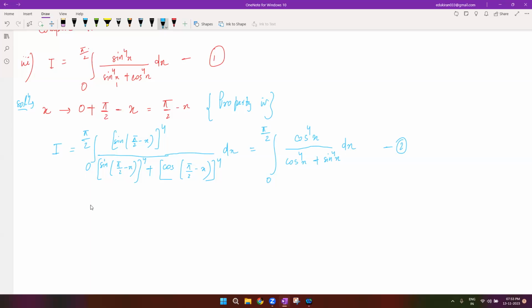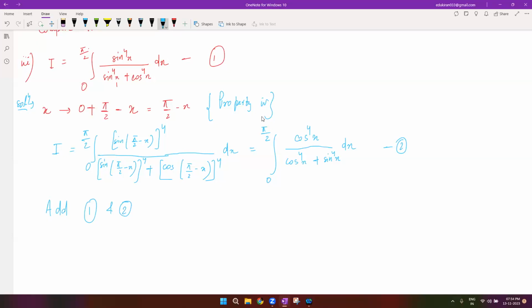So first equation, left hand side is I. Second equation, left hand side is also I. So this is 2I on the left hand side. On the right hand side, here the limit is 0 to pi by 2, and here also 0 to pi by 2. As long as the limits are the same, you can add the two expressions. And the denominator is also the same, if you focus.